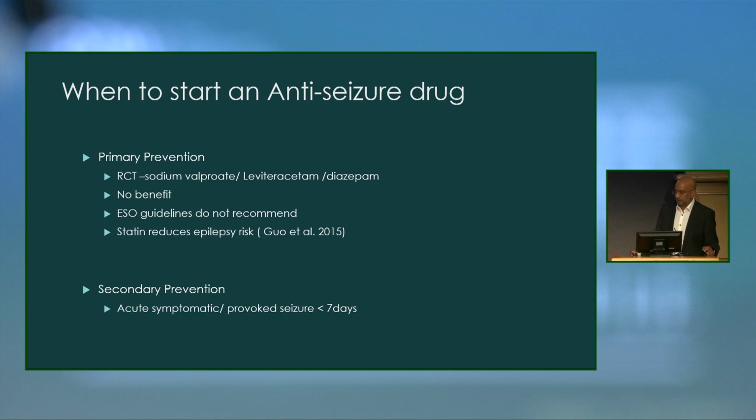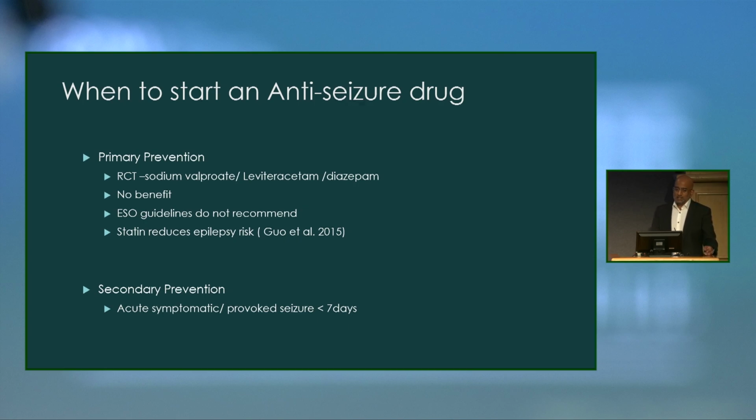So when do you start anti-seizure drugs? Similar to the antidepressants question, should everyone who has had a stroke in the cortical distribution be put on an anti-seizure drug? Should we institute primary prevention? Randomized controlled trials have looked at this, and they found that there's no benefit of putting everyone onto an anti-seizure drug. ESO guidelines do not recommend this, and the only primary preventative drug category that has been shown to be of benefit is statins.